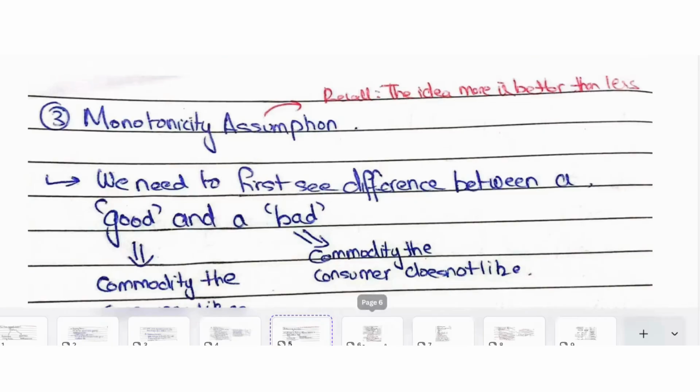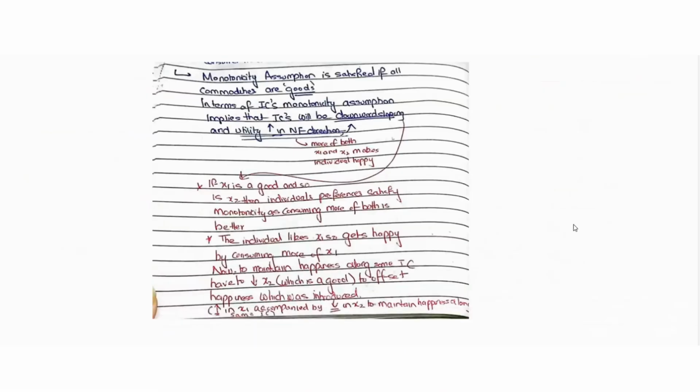Now, monotonicity assumption, which is this idea that more is better, is satisfied if all commodities are goods, because obviously goods are those for which more is better, right? A commodity which is a good is a commodity which the consumer likes, so more of that is better than less. So the monotonicity assumption is only satisfied if all commodities, again the keyword is all commodities, are goods. In terms of ICs, once all commodities are goods and the monotonicity assumption is satisfied, you will have downward sloping ICs and your utility would increase in the northeast direction.